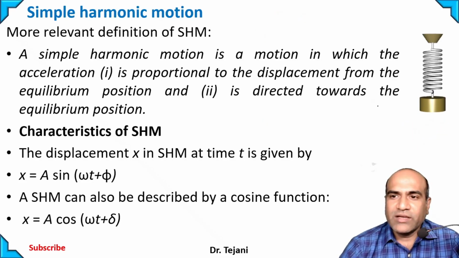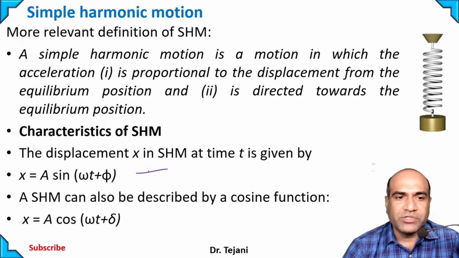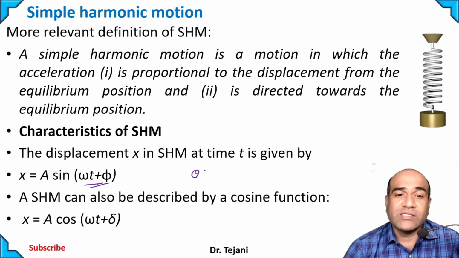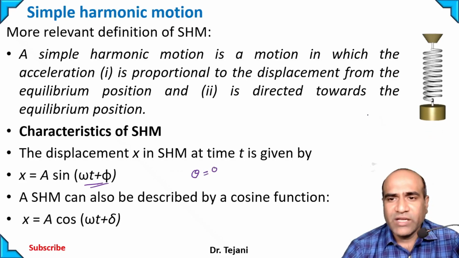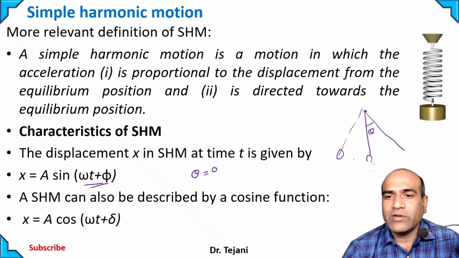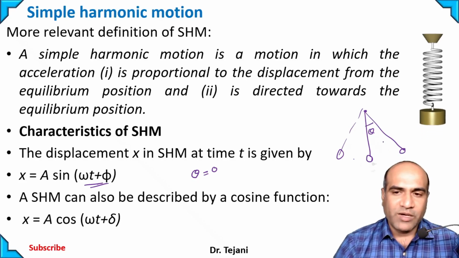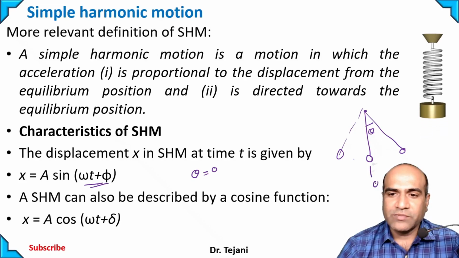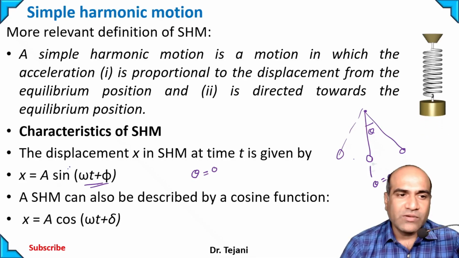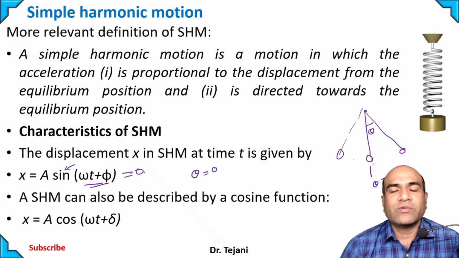We can take simple harmonic motion, and see how this can be utilized. A sine omega t plus phi, where phi is the angle, say theta. If you take a pendulum, let us consider a pendulum for simplicity. This is theta, the pendulum is here. What happens? If theta is equal to 0, sine 0 is 0, so x is equal to 0.